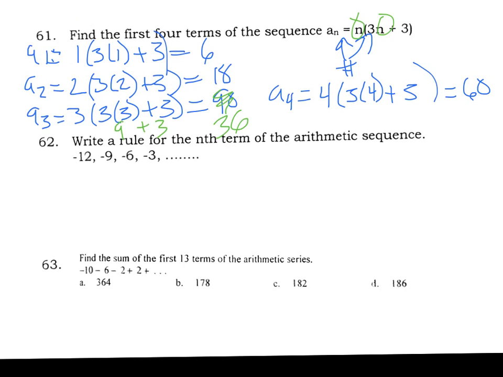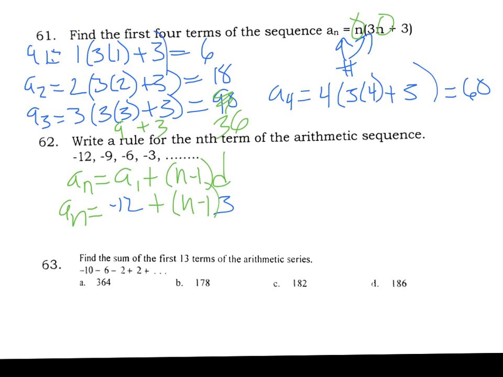All right, number 62 says, write a rule for the nth term of the arithmetic sequence. Okay, so arithmetic sequences all follow the same rule, and you should have this on your note card. The nth term is the first term plus n minus 1 times d, where d is the common difference. All arithmetic sequences are exactly the same except for where they start and what the difference is. And in this case, you can see I am adding 3. So if I fill back in around that, there's my rule.